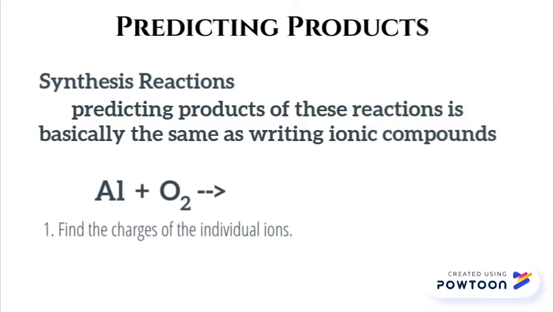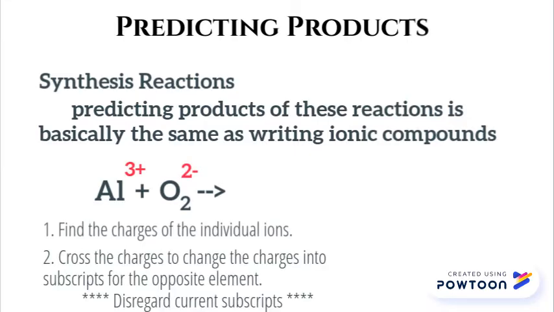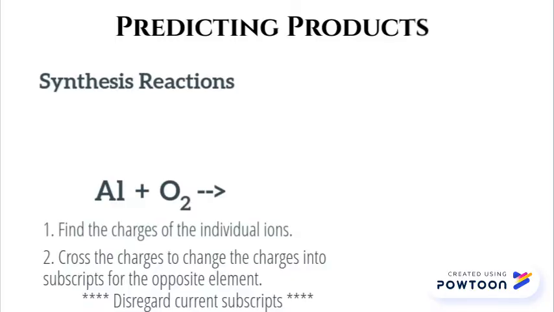If we have our example Al plus O2, we know that Al is a +3 charge and O2 is a 2- charge from the periodic table. Step number two, to cross those charges, remember we're going to disregard current subscripts. So the 2 on oxygen is not going to play any role in the product. So when we cross the 3 and the 2, our product is going to be Al2O3.